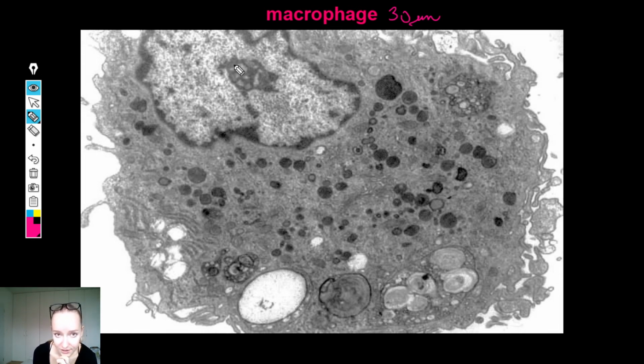Macrophages have a lobed nucleus, or they have some kind of indentations in the nucleus. It's not very good here, but what you will see in light microscopy, they look like this. They have a nucleus that is split into two parts like this. This is a typical nucleus for a macrophage. And this part right here, this invagination in the nucleus, is called an indentation.